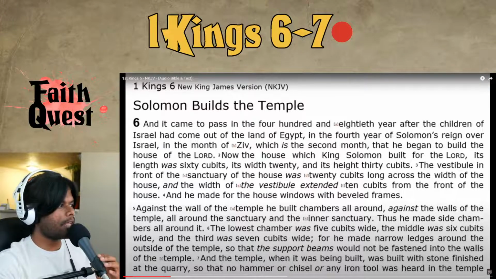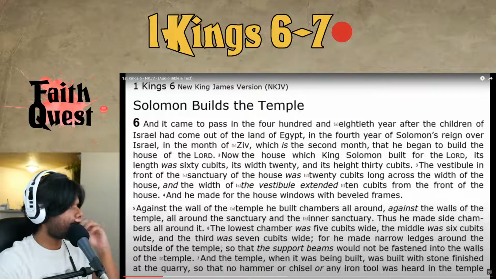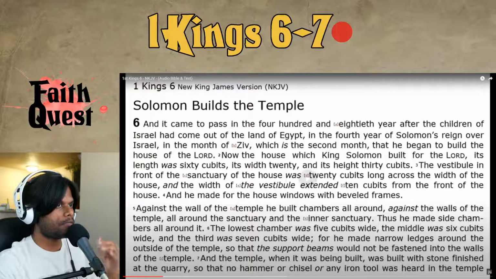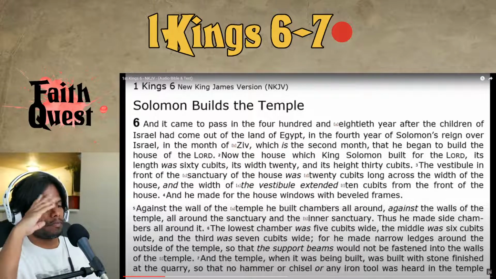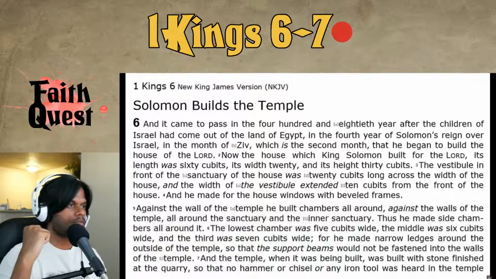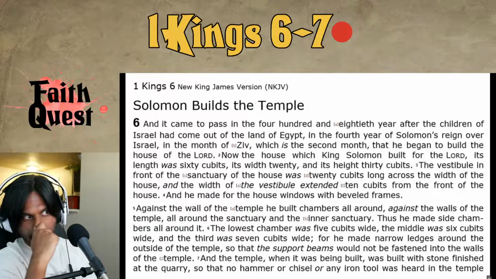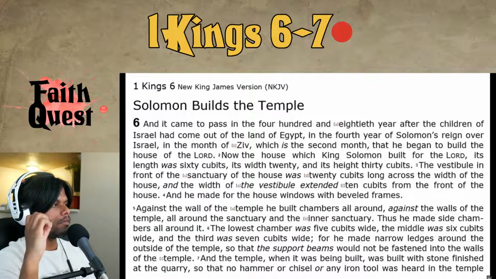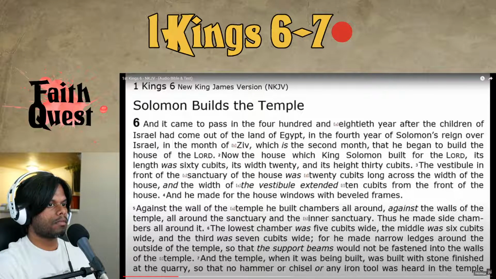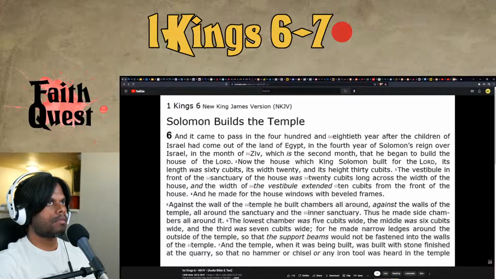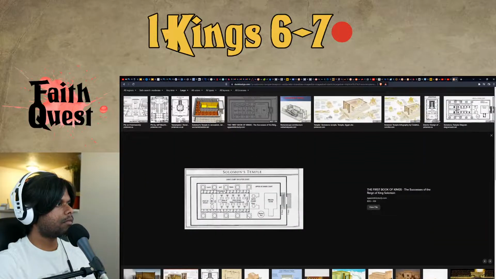And I don't see that in the pictures. Across the width of the house, and the width of the vestibule extended 10 cubits from the front of the house. And he made for the house windows with beveled frames. Against the wall of the temple he built chambers all around, against the walls of the temple, all around the sanctuary and the inner sanctuary.